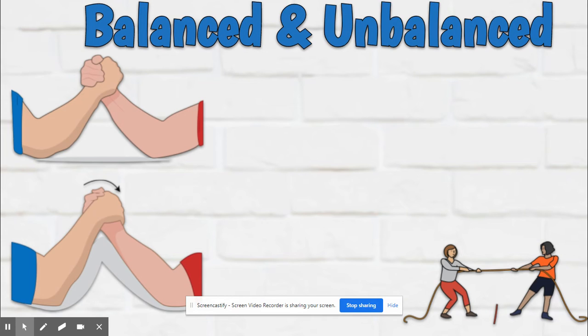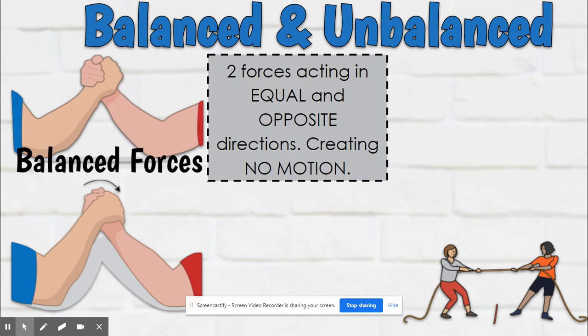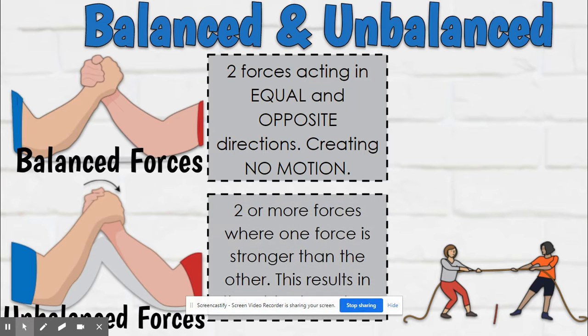So there are balanced and unbalanced forces. Two forces acting in equal and opposite directions, creating no motion, is a balanced force. If you have 2 people pulling on a rope, like you have down here, and they are both pulling with 50 newtons, then they are canceling each other out so that they're not going to move and the rope is not going to move. But if one person is pulling harder than the other with more newtons, then the stronger force will result in movement in that direction.